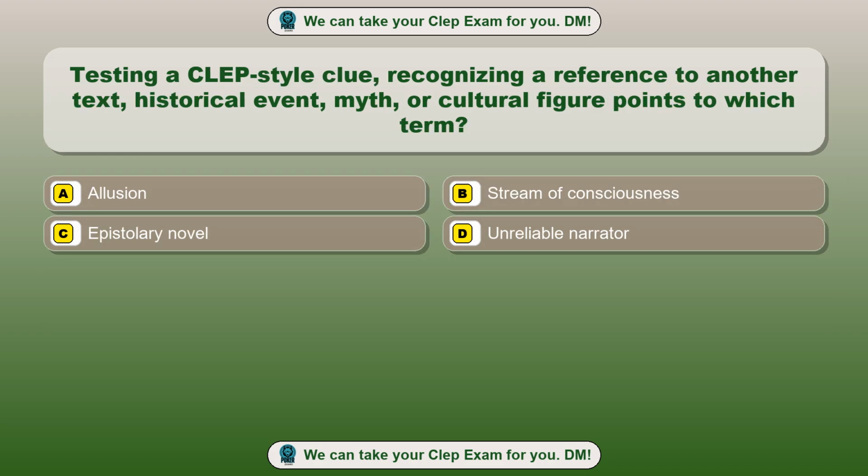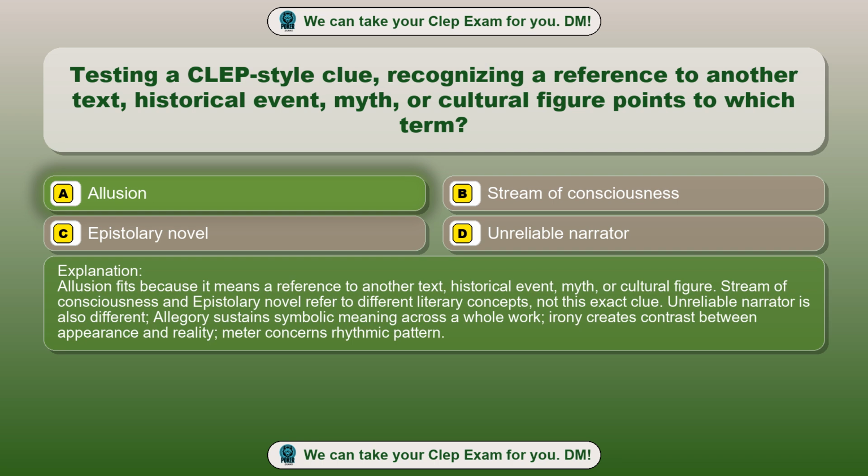Question 83. Testing a CLEP-style clue, recognizing a reference to another text, historical event, myth, or cultural figure points to which term? Option A. Allusion. Option B. Stream of consciousness. Option C. Epistolary novel. Option D. Unreliable narrator. The correct answer is option A. Allusion. Allusion fits because it means a reference to another text, historical event, myth, or cultural figure.